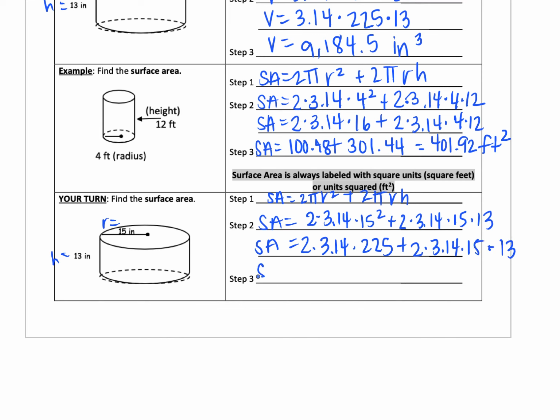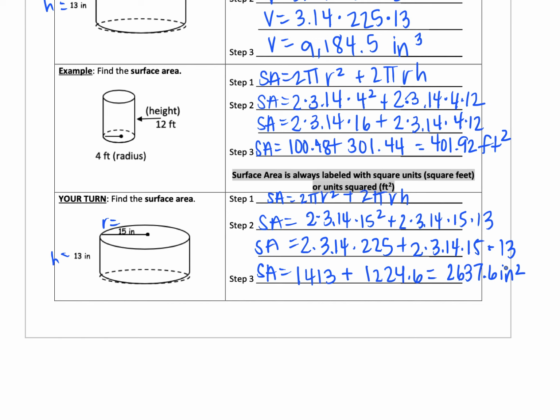In our last step, we need to take care of this multiplication. So here, when we multiply all these together, we get 1,413, plus when we multiply this section together, we get 1,224 and 6/10. Adding everything together, we get 2,637 and 6/10, and we are dealing with inches squared for surface area.